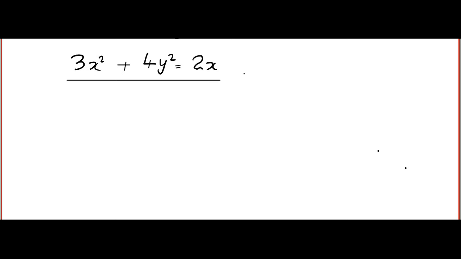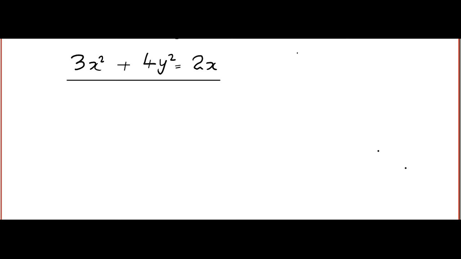Okay, so please write the question. Find the radius of curvature at the origin for the curve 3x square plus 4y square is equal to 2x. I can notice one very interesting thing. This curve will pass through the origin. I am 100% sure, because 0, 0 will balance it. If you put x equal to 0, y equal to 0, the equation will be balanced. Anyway, we are not worried about that.